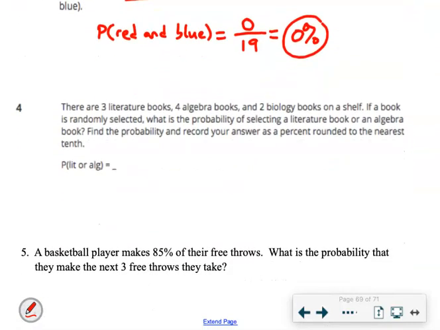Number 4, there are 3 literature books, 4 algebra books, and 2 biology books on a shelf. Okay, that's going to give us a total of 9. If a book is randomly selected, one book, what is the probability of selecting a literature book or an algebra book? So this is an adding problem. Find the probability and record your answer as a percent rounded to the nearest 10th.